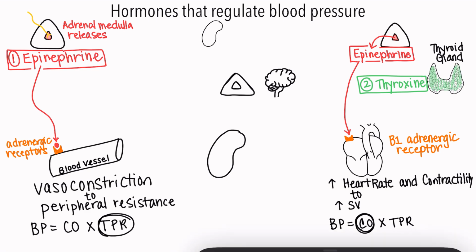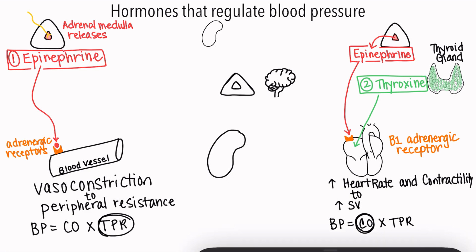The thyroxine also can affect the heart and increase both heart rate and contractility also over a longer period of time. This is why if someone has hyperthyroidism, they might have high blood pressure. It's why if they have hypothyroidism, they might have low blood pressure. So these things are linked and the symptoms then make sense.